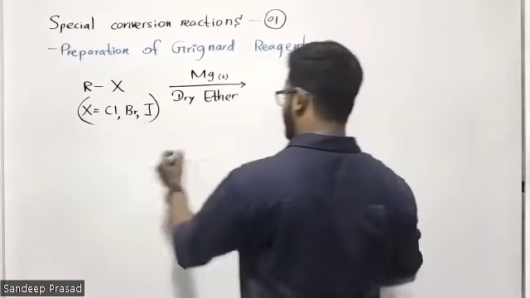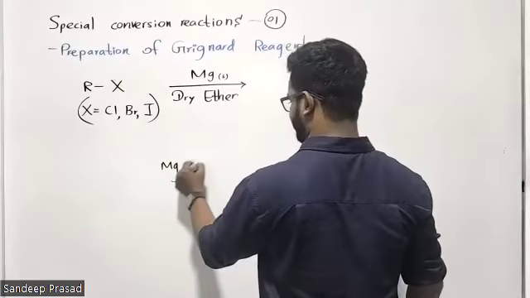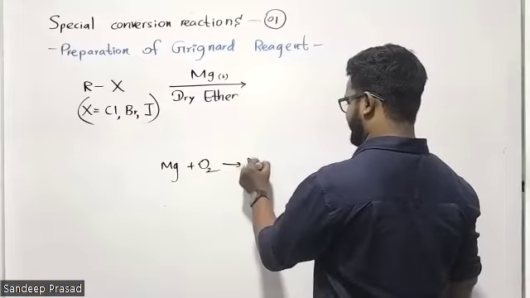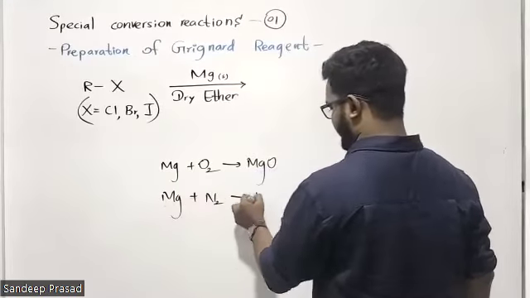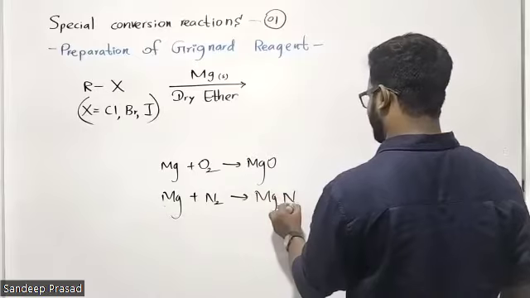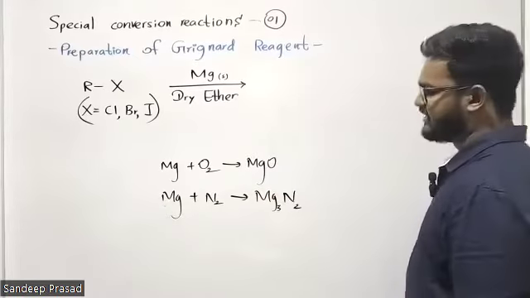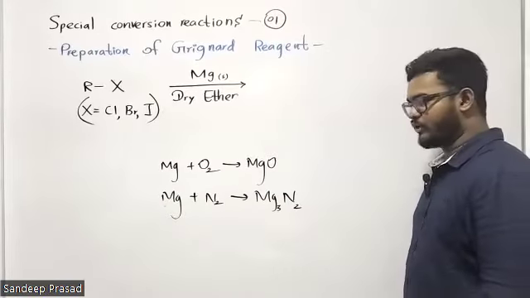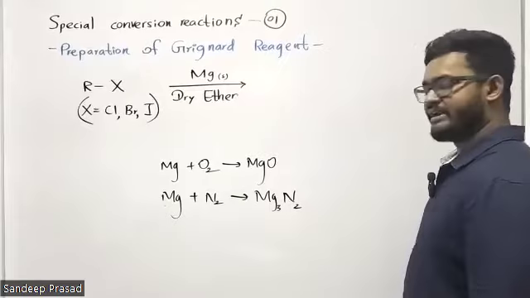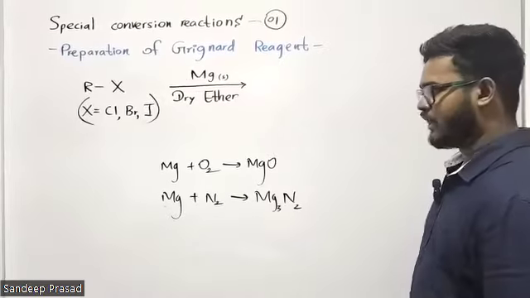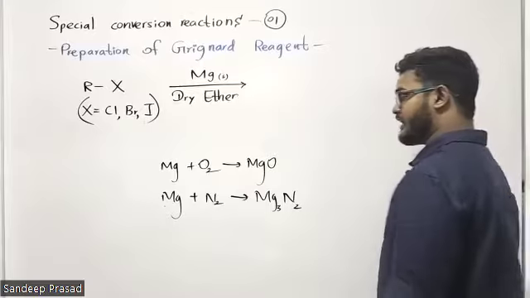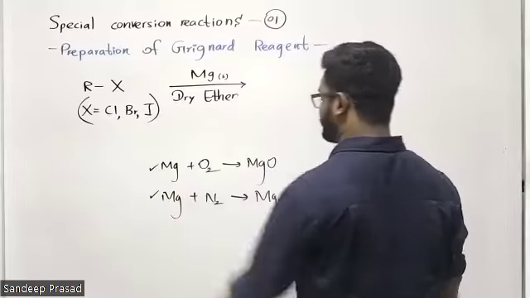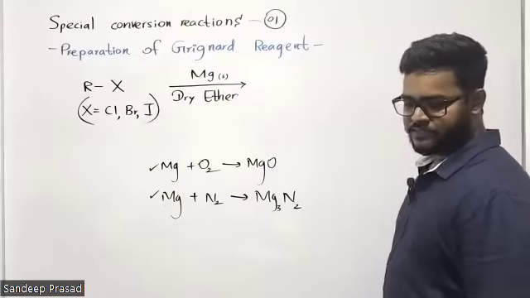Magnesium is reacting with oxygen. In inorganic chemistry, you learn that it produces magnesium oxide easily. Magnesium is reacting with nitrogen to produce magnesium nitride, Mg3N2. Magnesium is not reacting with cold water; it is only reacting with hot water. So therefore, I'm not going to discuss the reaction with the medium, but I'm going to discuss the reaction with atmospheric gases like oxygen.